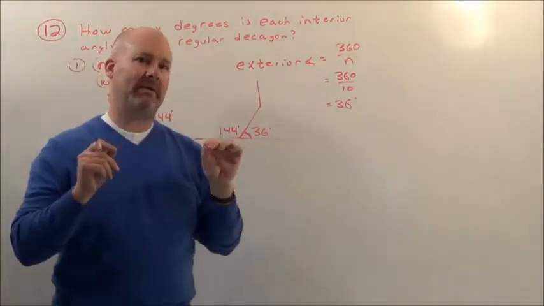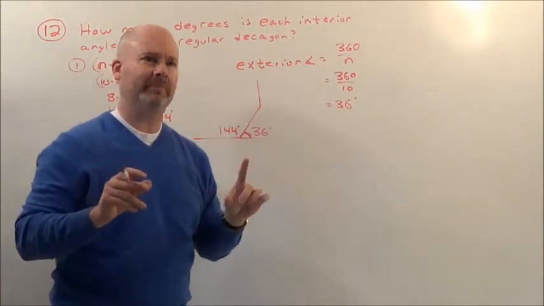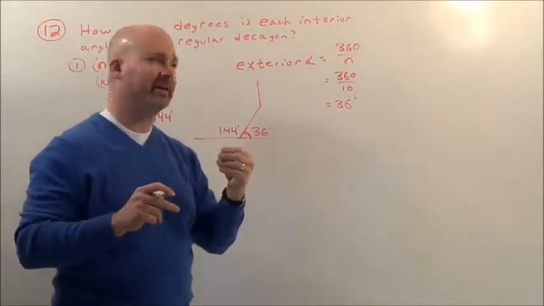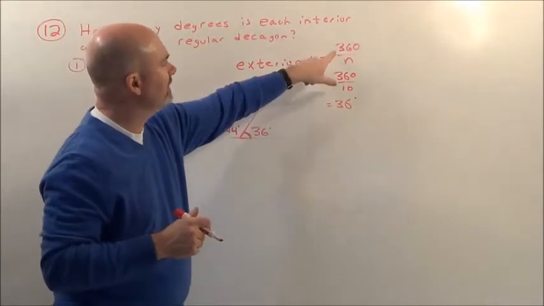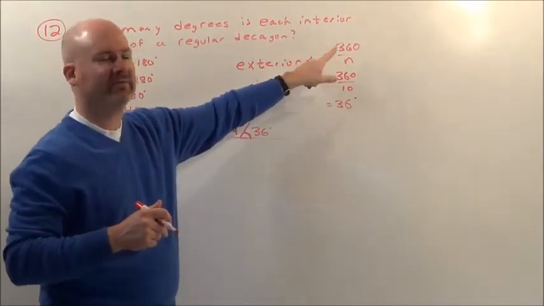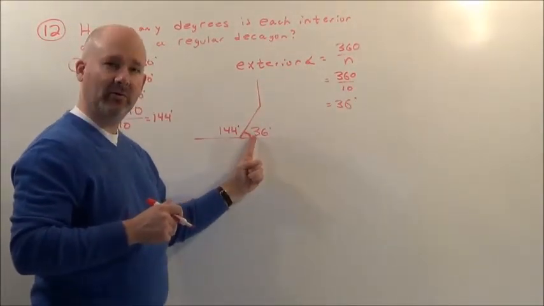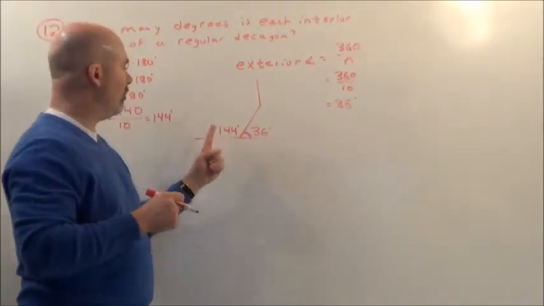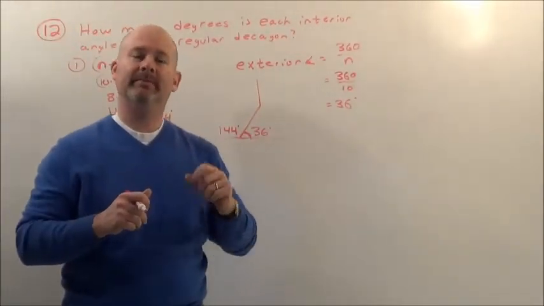Your mind should be able to do both. It shouldn't be difficult to do. But if I'm trying to do things a little quickly and I don't want big numbers, this is an easy formula. 360 divided by the number of sides will always tell me this outside angle, and then once I have the outside angle, I can find the inside rather quickly. There you have it.